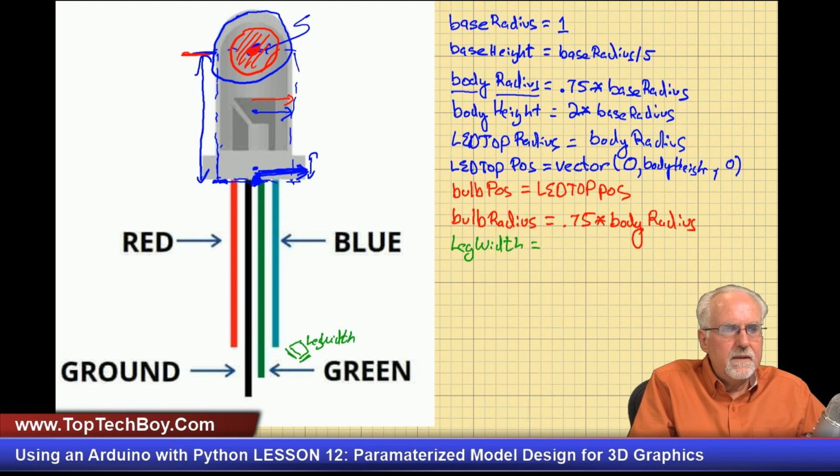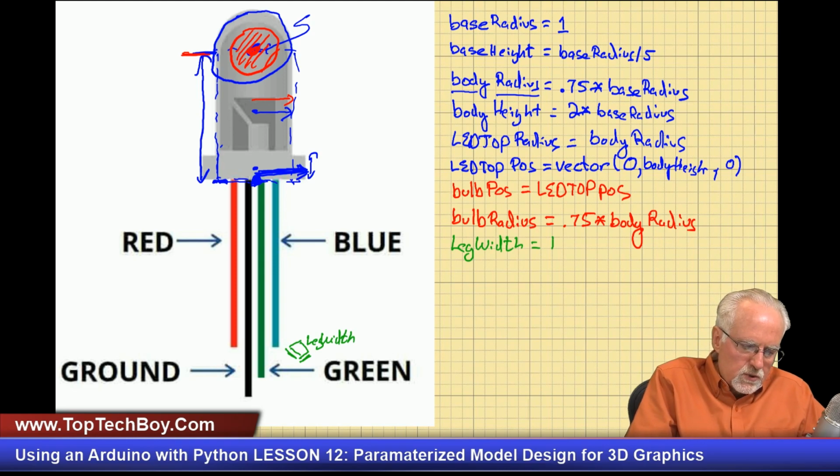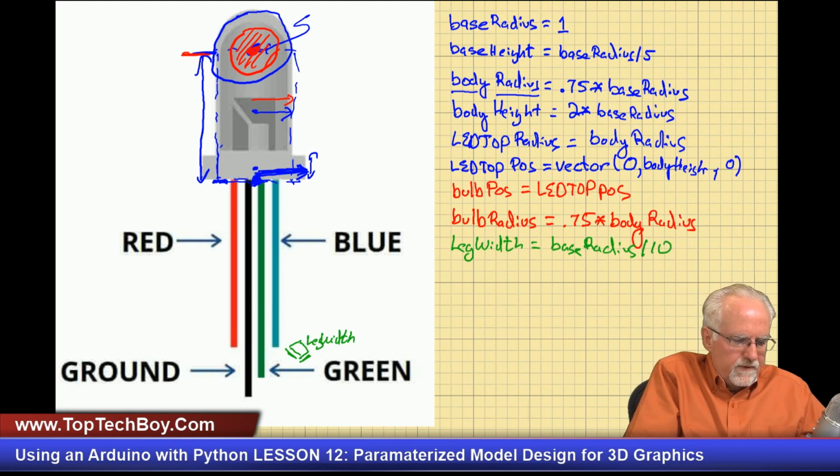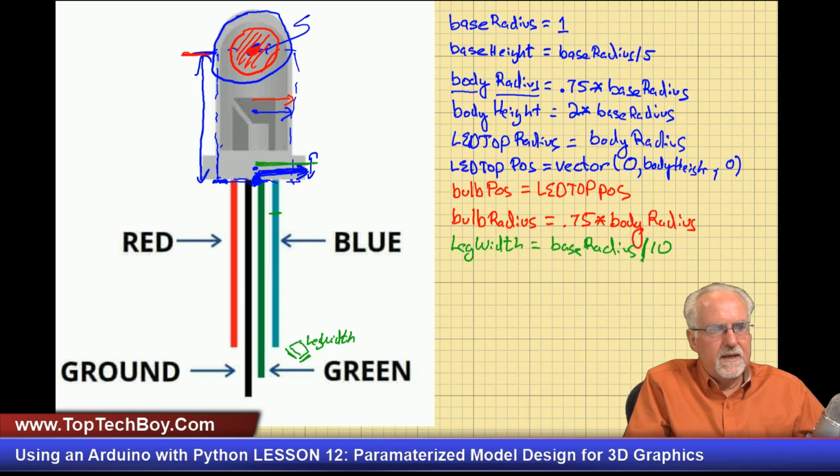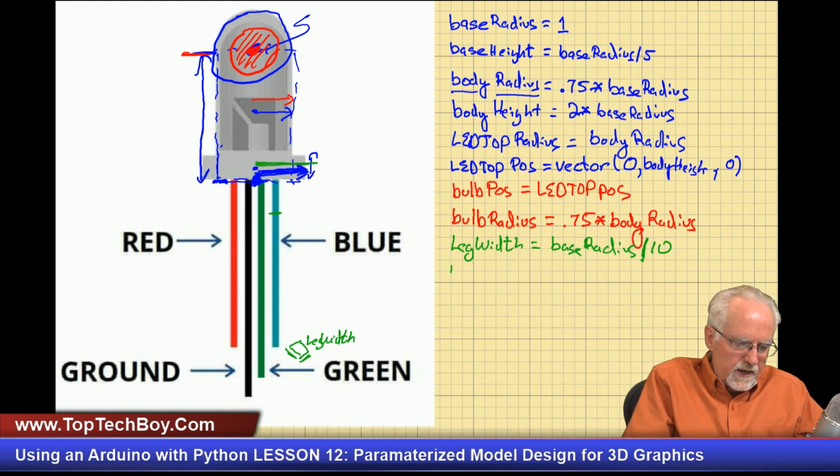I am thinking leg width. I'm going to make that base radius divided by 10, because if I think of from here to here versus from here to here, if I divide by 10, I'm going to at least be in the ballpark. Now, I have 4 legs and they have different lengths. So I'm going to say leg 1, and I'm going to say leg 1 length.